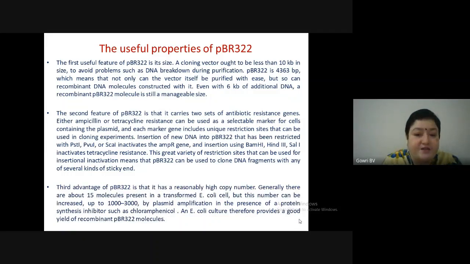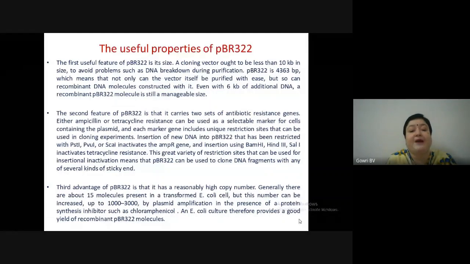The third advantage of pBR322 is that it has a reasonably high copy number. Generally, there are about 15 molecules present in a transformed E. coli cell, but this number can be increased up to 1,000 to 3,000 by the technique of plasmid amplification in the presence of a protein synthesis inhibitor such as chloramphenicol. An E. coli culture therefore provides a good yield of recombinant pBR322 molecules.